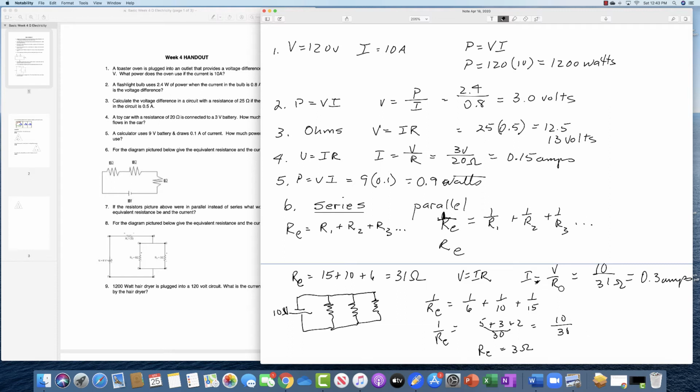Then if we put that up here, I is going to equal 10 divided by 3, or 3.3333 amps. So the current here is going to be 3.3 amps, and the equivalent resistance is 3 ohms, whereas in series it's 31 ohms for equivalent resistance and 0.3 amps for the current.